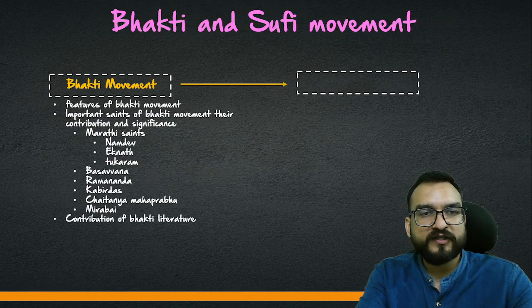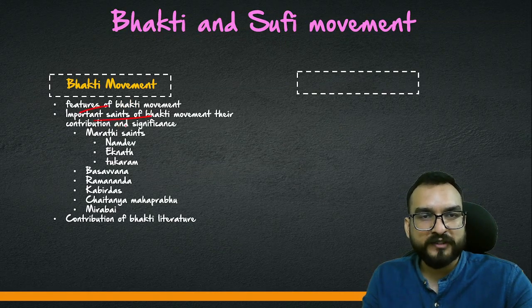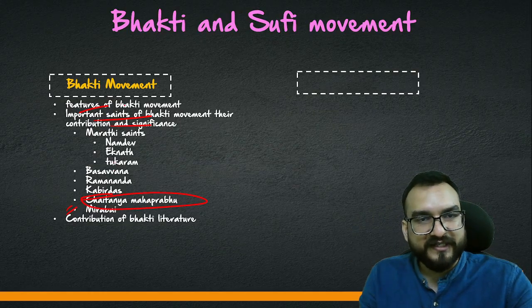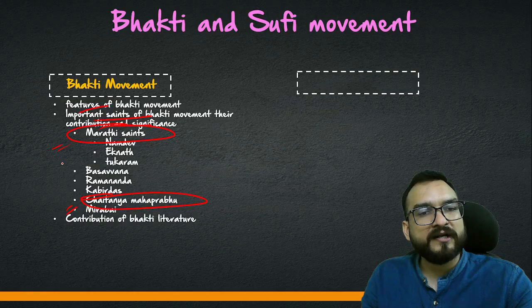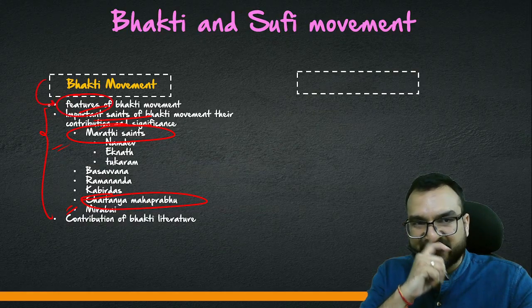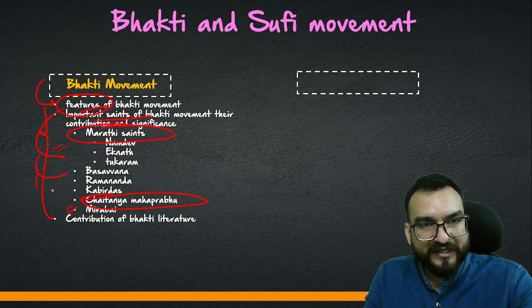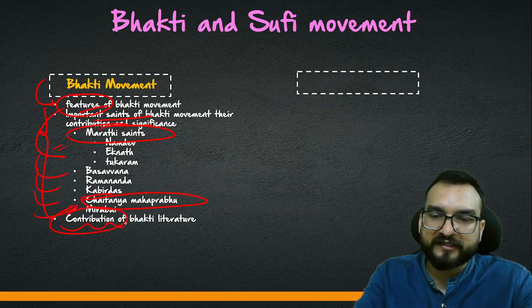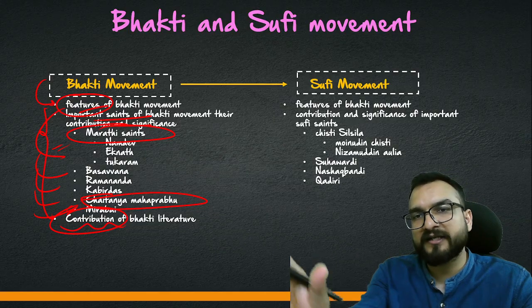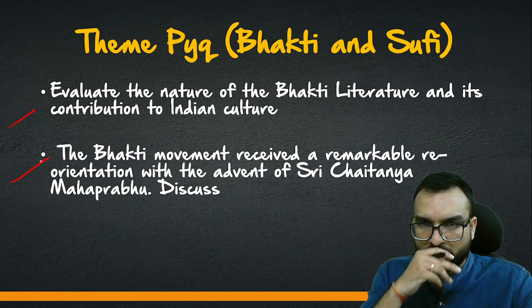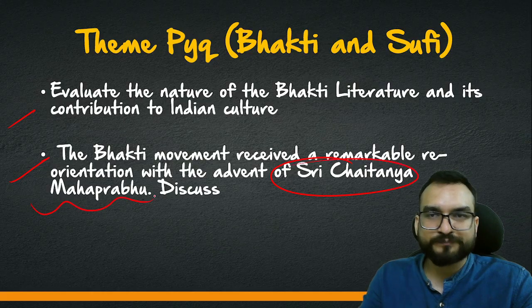So for Bhakti and Sufi, you have to analyze the features and important saints, because one time they asked about Chaitanya Mahaprabhu. Next time they can ask about the contribution of Marathi saints. Once you have done the features of Bhakti, you can apply the same to any of these scholars, guys. This is the beauty of it. And the contribution of Bhakti literature, which we have already seen. Similarly, in the Sufi movement, we are going to see, guys. See these 2 questions. Sri Chaitanya Mahaprabhu, they have asked once.